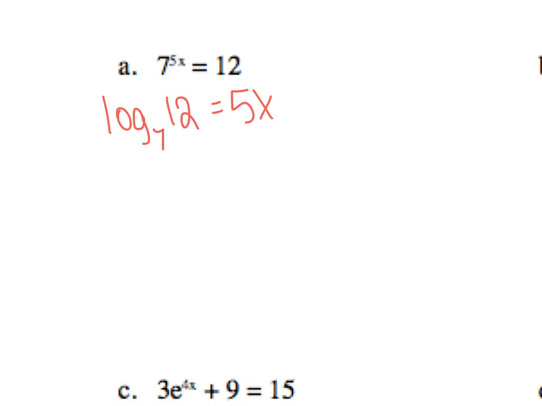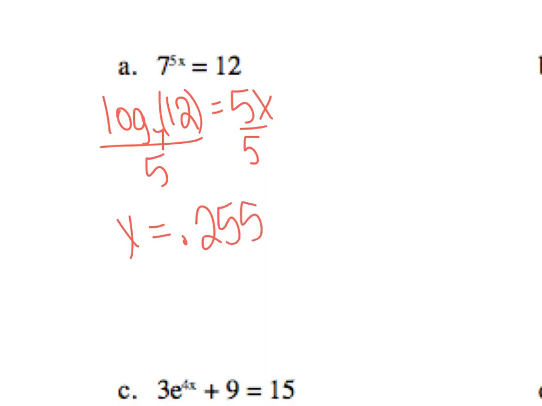And again, we don't want 5x, we want x. So we're going to divide both sides by 5. Again, like I said many times, make sure you enclose that 12 in parentheses, so you're taking the log of 12, getting that answer and dividing it by 5. And if you put that into your calculator, you should get that x equals 0.255.